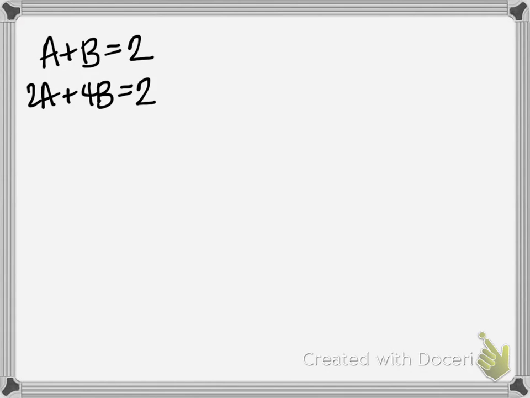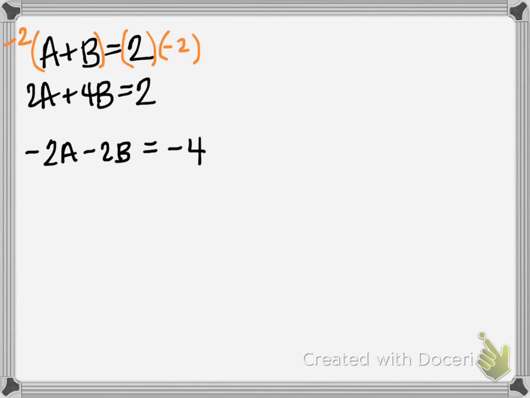A plus B is equal to 2, and 2A plus 4B equals 2. So we can solve using substitution or elimination. This system is set up nicely for elimination. So if we're going to eliminate the A variable, then we would need to multiply the top equation, the left and the right, both by -2. This gives us a new equation of -2A minus 2B is equal to -4. And my second equation was still 2A plus 4B equals 2.